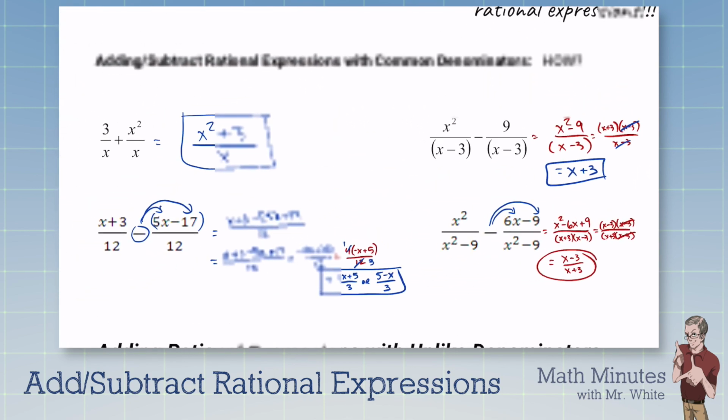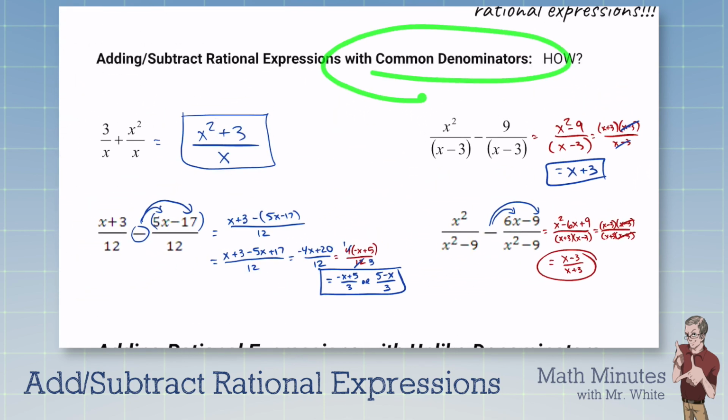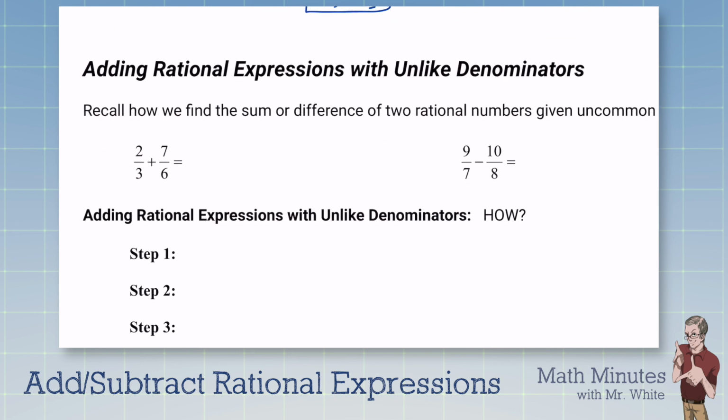So that's when you have a common denominator. Not too bad, right? Common denominator. Well, folks, what happens when you do not have a common denominator? How do we do this?